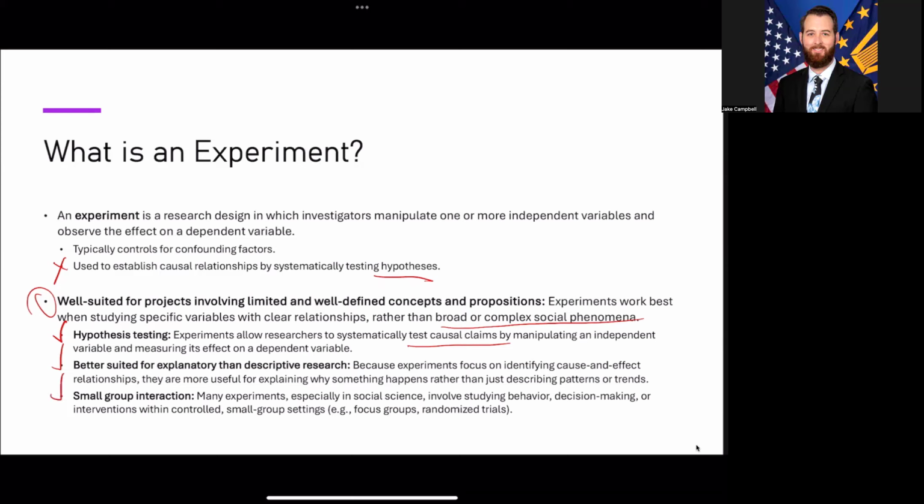They also tend to work well for small group interaction, especially in social science where we are studying people and human behavior. They are ideal for randomized control trials or focus groups, small group settings. Experiments work well in this scenario versus trying to pilot test an initiative across all 40,000 Cal State Long Beach students, right? That's not the setting that is ideal for an experiment.